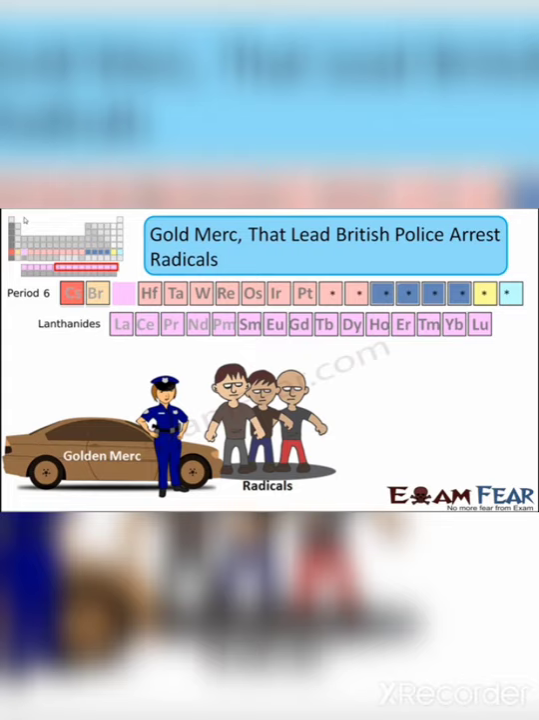Finally, the last set of elements of period 6. We see on the screen a golden Mercedes and a police who is arresting the radicals, some 2-3 radicals, which are people with some kind of negative thought in the society. So the memory tip here would be: Gold murk that led British police arrest radicals.